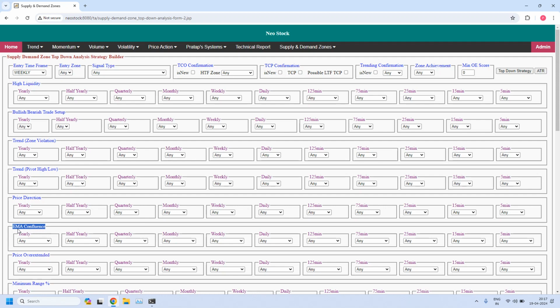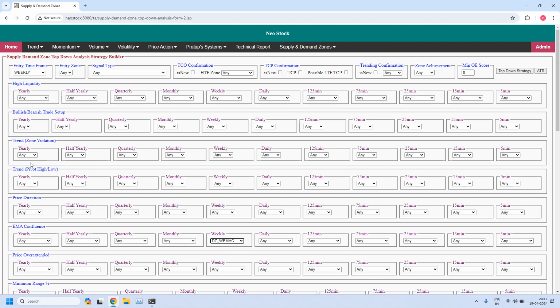So what I am going to do is, in the EMA Confluence parameter, in the weekly time frame, I am selecting the value: demand zone is having a weekly EMA Confluence. DZ means demand zone, W means weekly, EMAC means EMA Confluence. Okay. But the trend should be uptrend. Then only it makes sense.